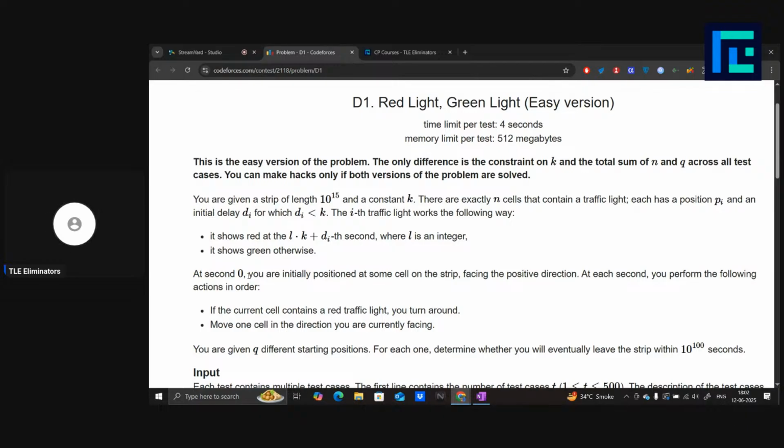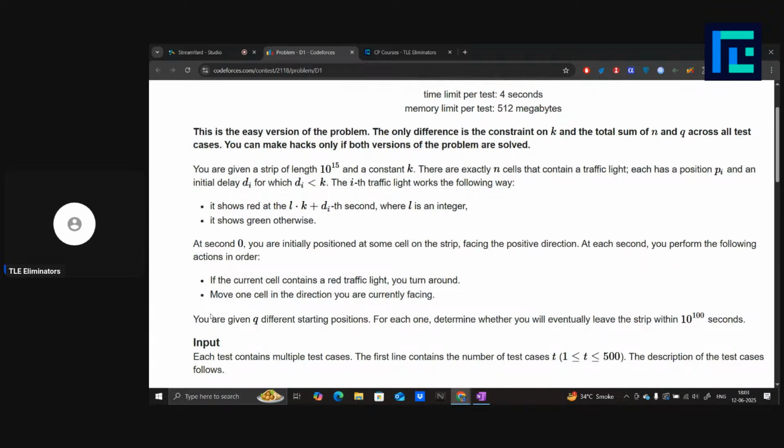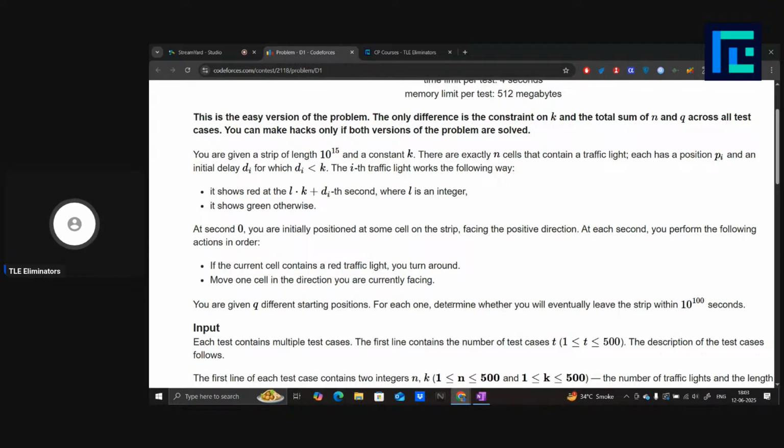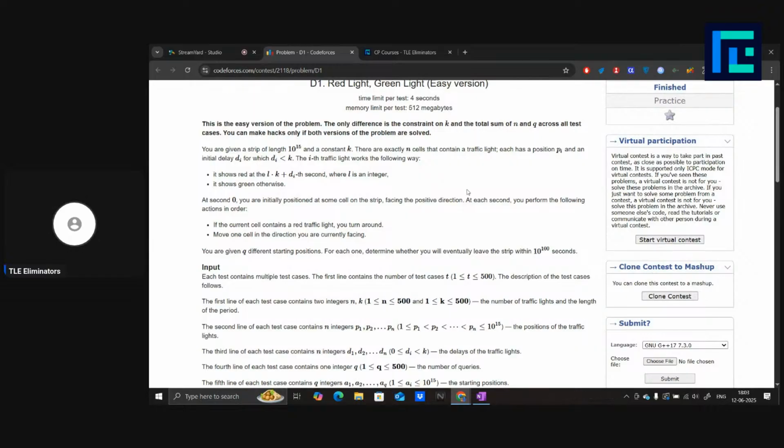At second 0, you are initially positioned at some cell on the strip facing the positive direction. At each second, you perform the following actions in order. If the current cell contains a traffic light, you turn around, then move one cell in the direction that you are currently facing. You are given q starting positions. For each one, determine whether you will leave the strip within 10 to the power 100 seconds, essentially infinite seconds. Like if you don't leave within this many seconds, then definitely you are stuck for infinity. Okay. So in this case, the constraints are n and k up to 500. All right.